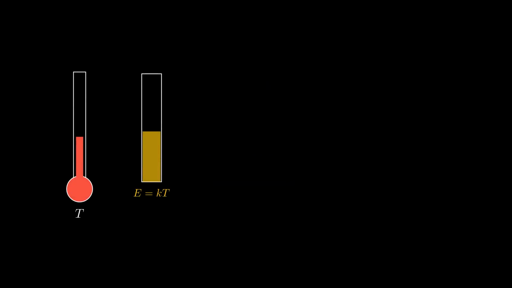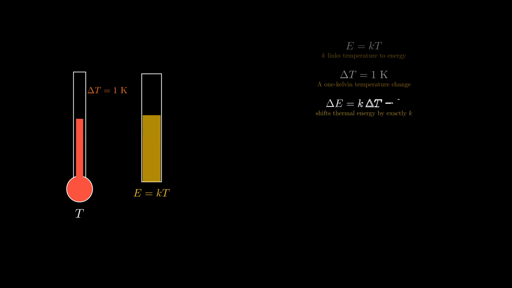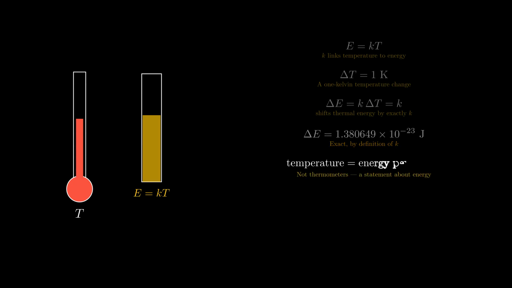What does 1 kelvin physically mean? The Boltzmann constant converts a temperature into a thermal energy, simply k times T. So 1 kelvin is the temperature change that shifts thermal energy by exactly k joules, that is 1.380649 times 10 to the minus 23rd joules. Temperature stops being about thermometers and mercury. It becomes a direct statement about energy per degree.